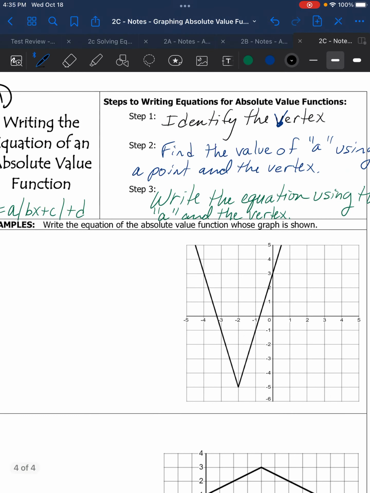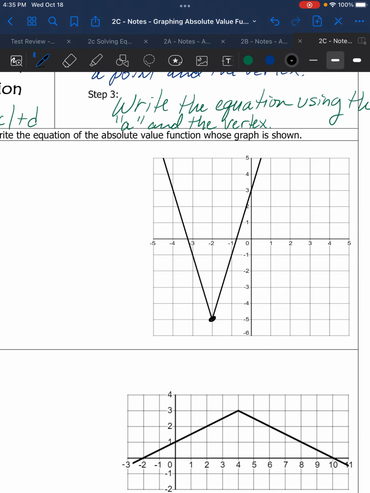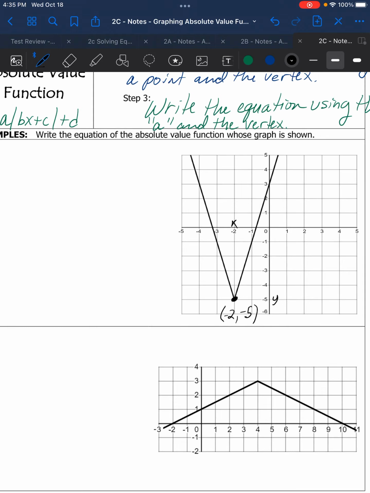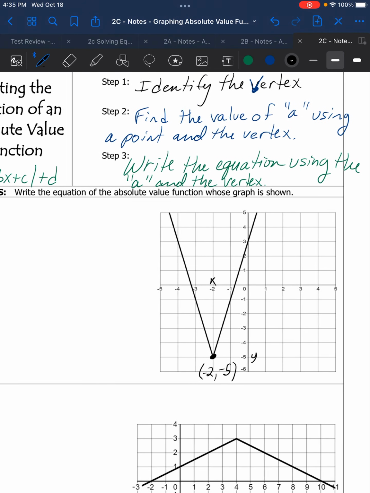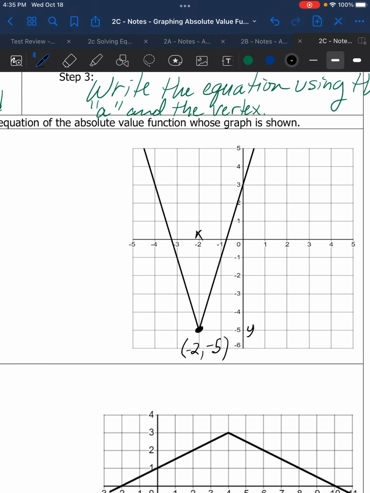As an absolute value function, our first goal is to identify the vertex. The vertex is right down at the bottom of the V, and that is going to be the x value of -2 and our y value of -5. So that is our vertex. Second thing is find the value of A using a point and the vertex.